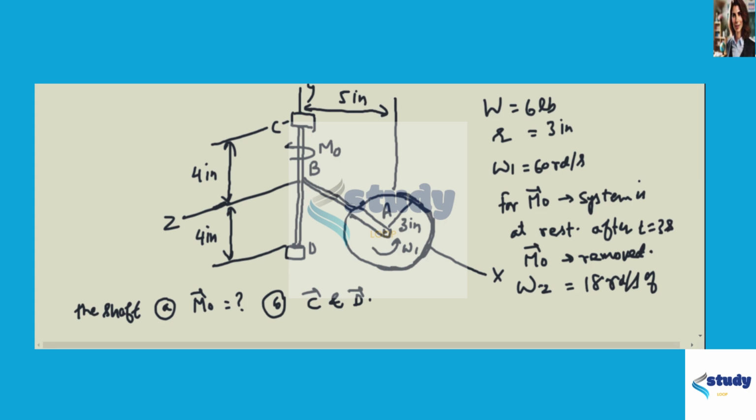If the angular velocity of the shaft is 18 radian per second, then we have to calculate couple M0 and dynamic reactions C and D after the couple has been removed. Let us see here. Start solving it.